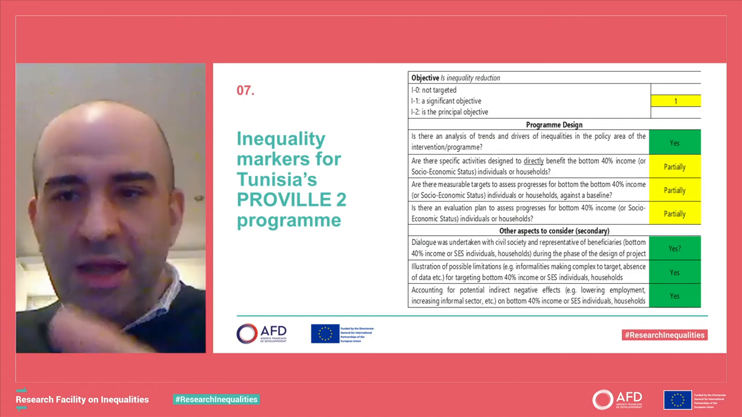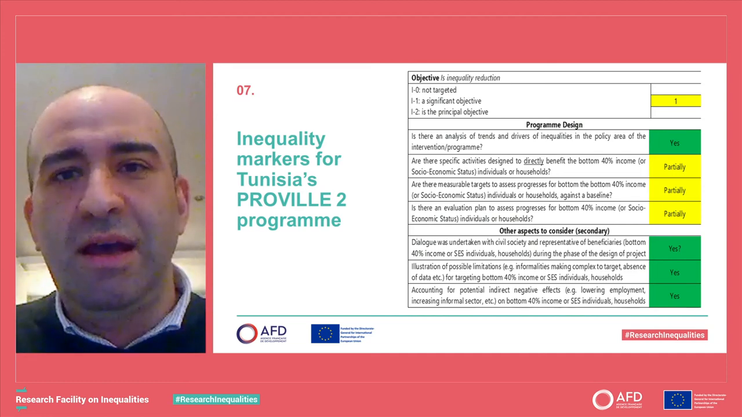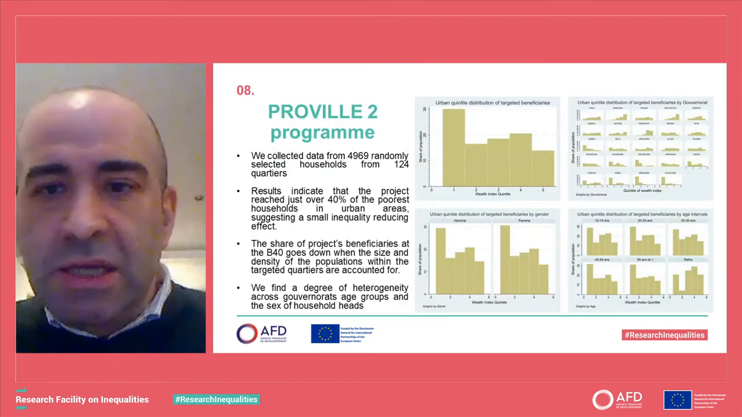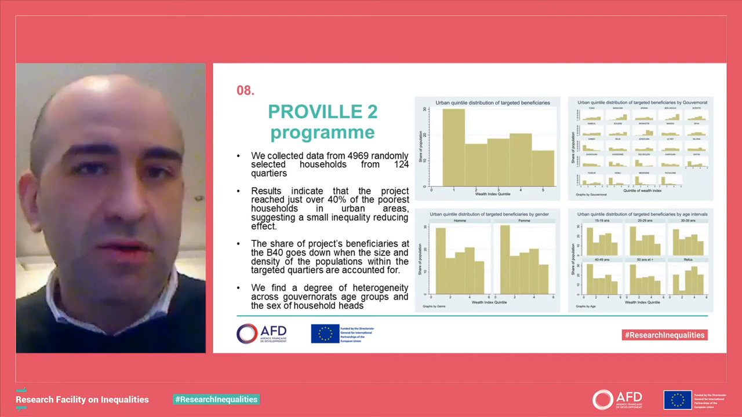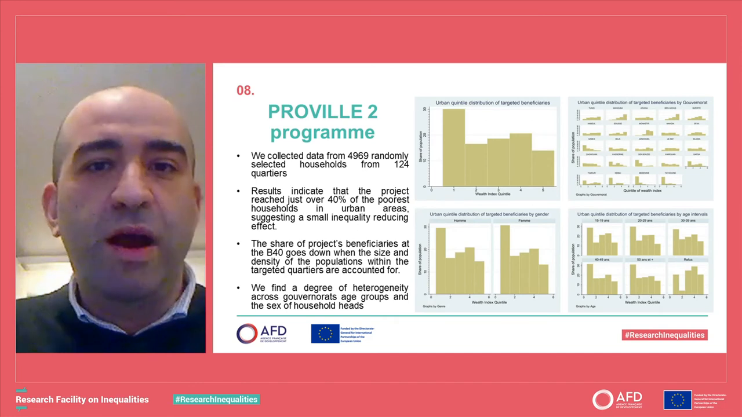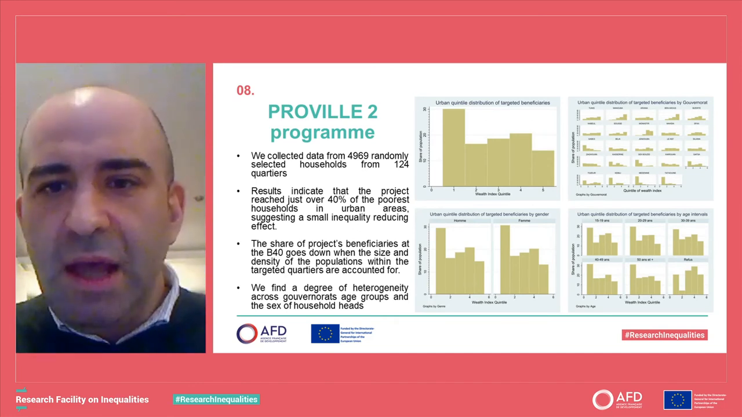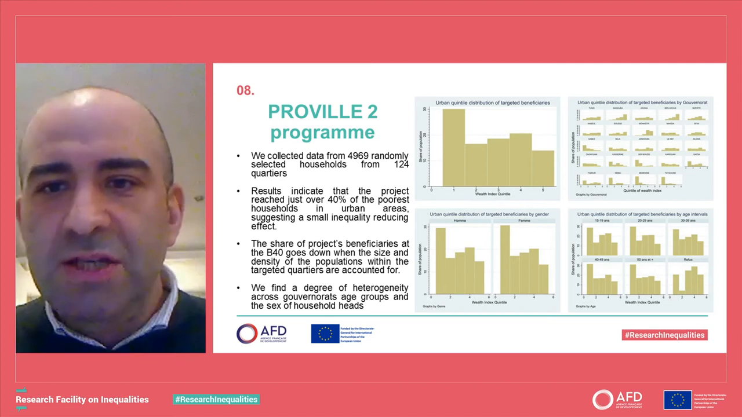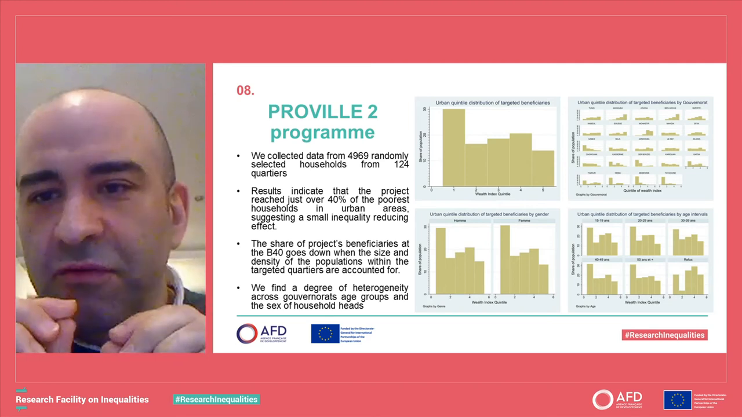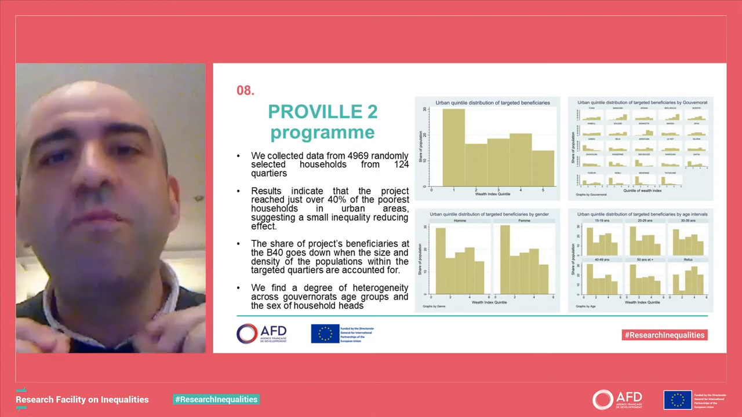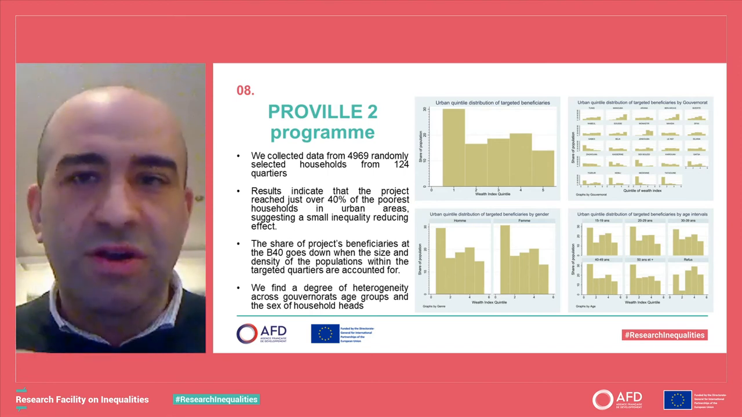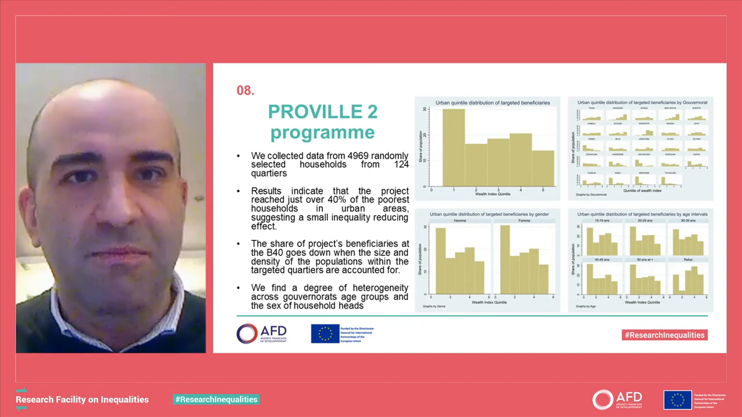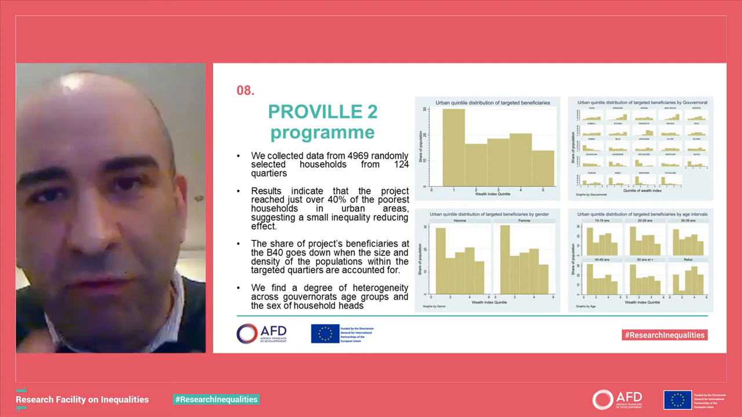So by looking at this scoreboard, we then conducted an equity tool survey with the beneficiaries. Basically what we did was randomly select 5,000 households in the 124 neighborhoods that were beneficiaries of this program. And you can see the graph there. There are many more results that we developed, but of course those are the main results. The results indicate that the project reached just over 40% of the poorest households in urban areas, suggesting that of course there are inequality reduction effects, but they are quite small because we want to see disproportionately favoring the bottom 40% income households, right? So it's just above 40%.